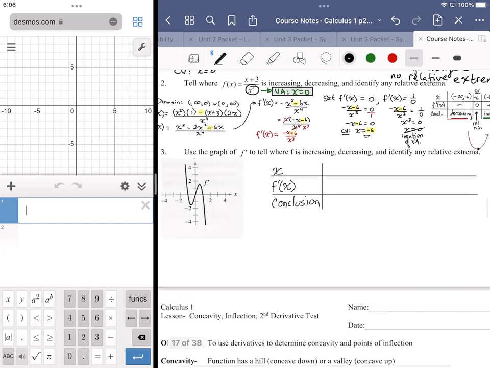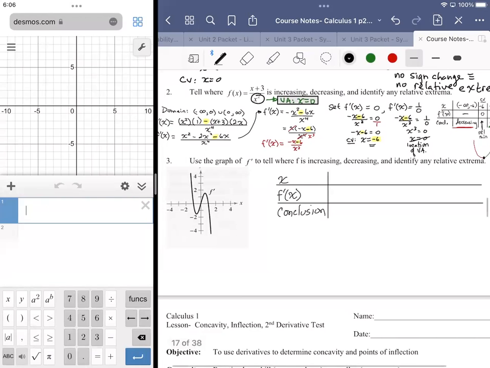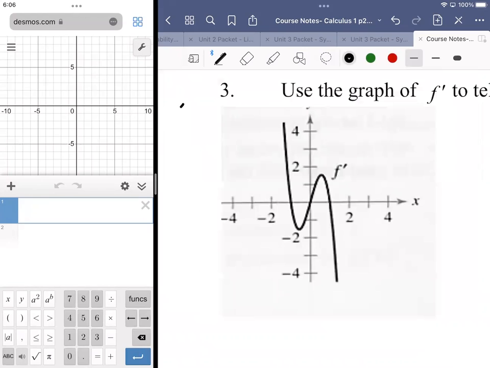So if we go back to the previous problems, we know that if the derivative is negative, that means the original function is decreasing. If the derivative is positive, that means the original function is increasing. So if we look at this graph here, it's x against y, but the y-axis is really talking about where f prime of x is. So this whole graph is f prime of x.